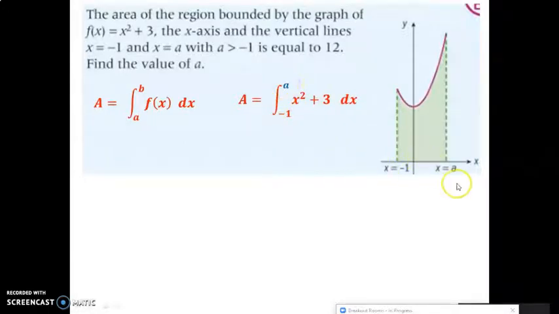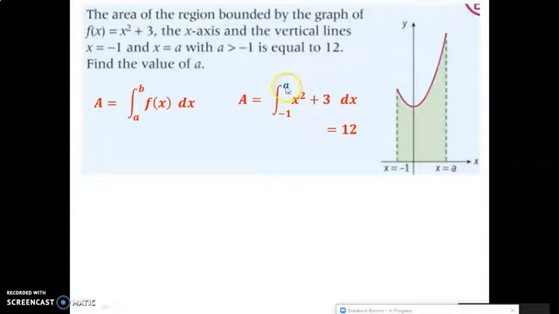The other boundary, we don't know what it is, a, and here's the function. So we can't really do this on our calculator, right? We can't find the area because we don't have that boundary. However, we don't need to find the area. We know the area is 12. So we know that that integral produces a value of 12. So now we just have to find that other boundary.